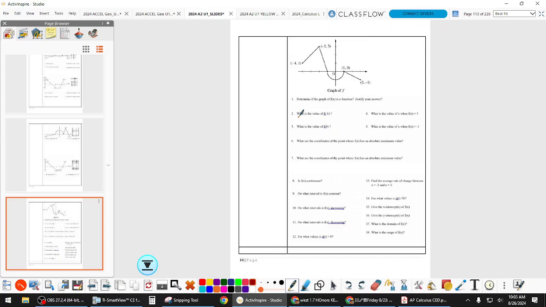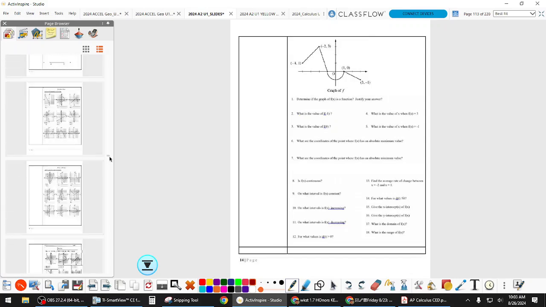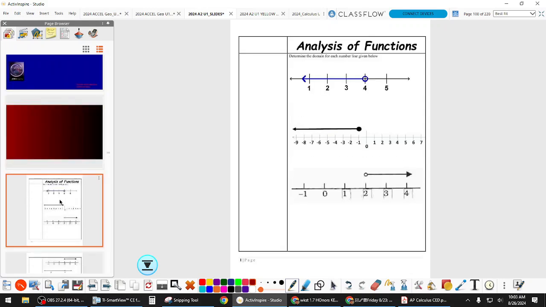So let's start off quick, but easy. So this one, determine the domain for each number line below. So these should be quick, domain. I'm gonna give you a minute to do those three.